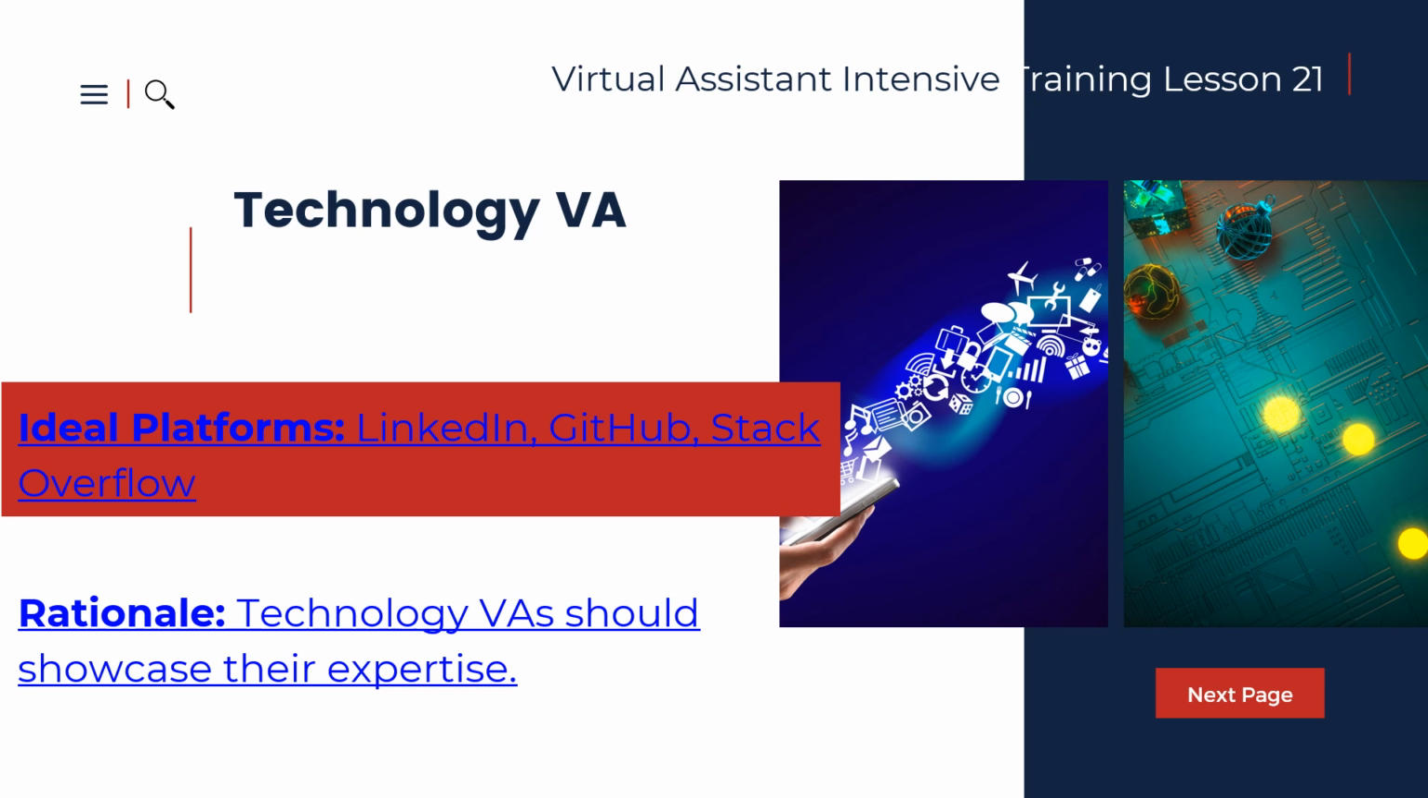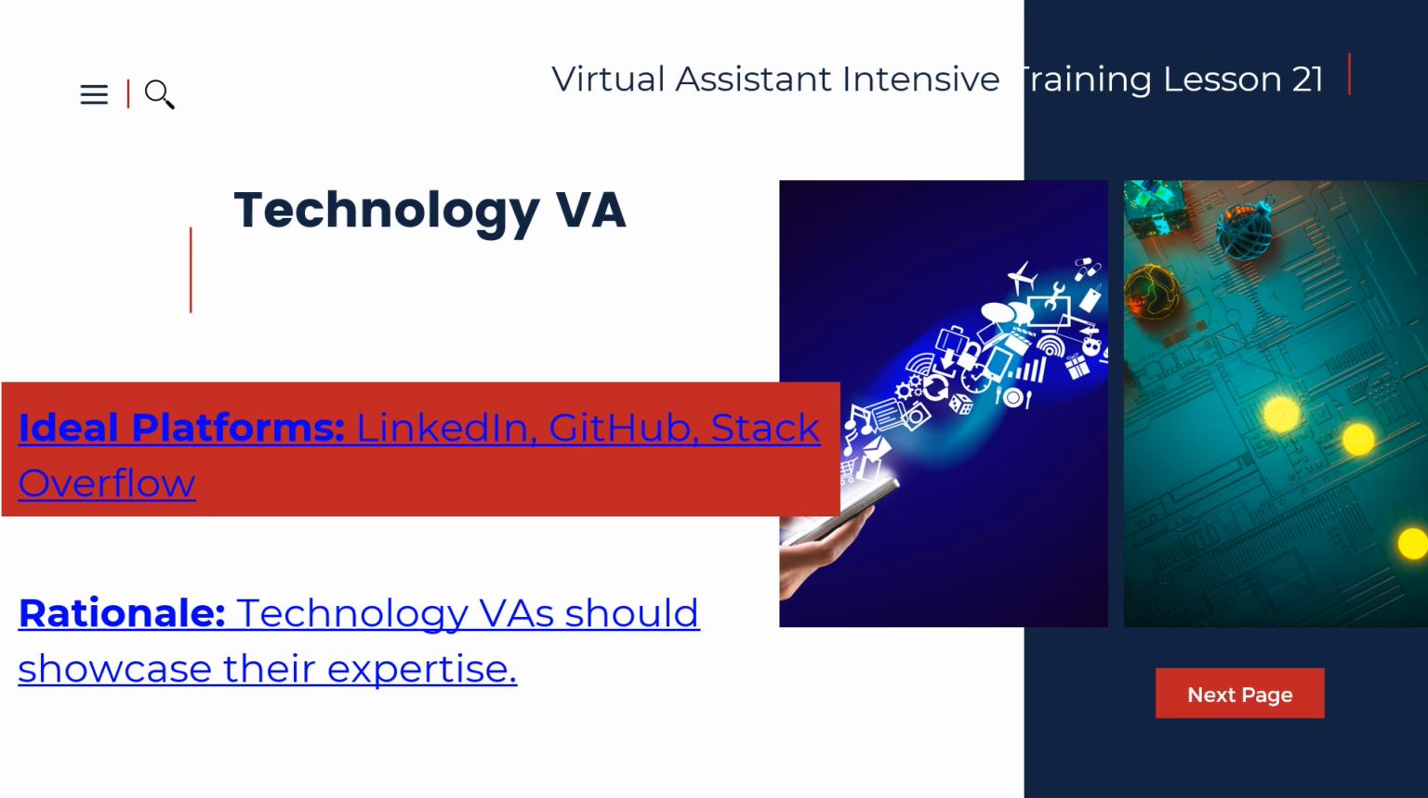So now we have technology VA, and the top 4 ideal platforms. Again, we have LinkedIn, GitHub, Stack, and Overflow. Stack is a bit easy to use. If you are not familiar with GitHub and Overflow, don't worry, because your boss or your client will train you for this. Also, because it's technology VA, most VAs here are ITs or engineers, so they're very techy.